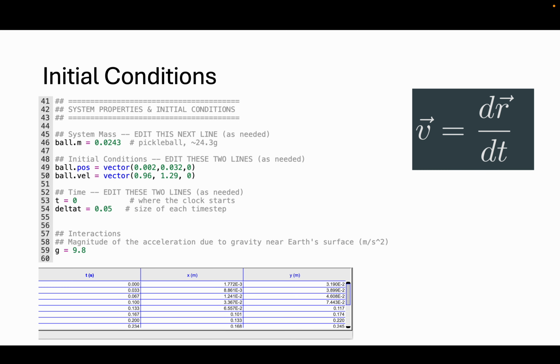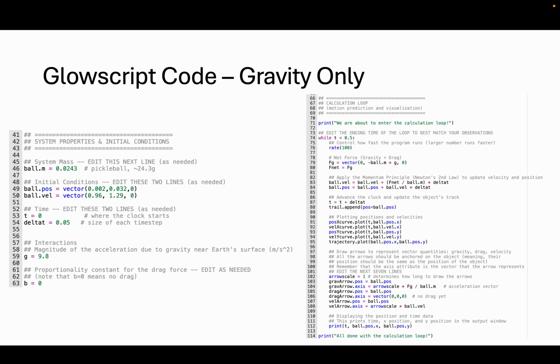From the Tracker data, I calculated the initial position and velocity. For example, from the first 2 points, I used the displacement over time formula to calculate an initial velocity. Here's the Glowscript code for the gravity-only model. You can see on line 63 that we set the drag coefficient b equals 0, which disables the drag force entirely. The only force acting is gravity, represented in line 79.